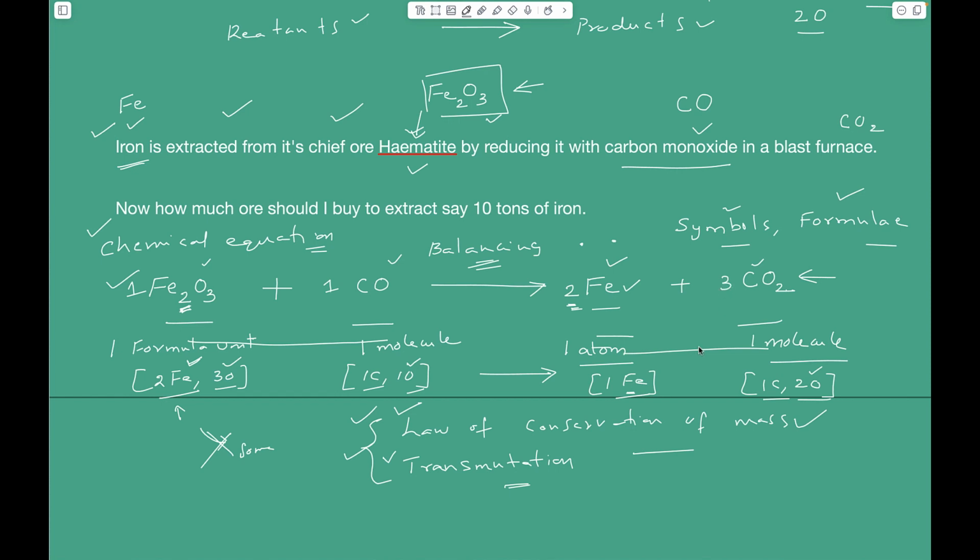So I have to pick some other number. Let me try 3 here. Then I have 3 carbon atoms here. So to equalize the number of carbon atoms, let me put a 3 here as well. Now I have the same number of carbon atoms on both sides. What about oxygen atoms? Here I have 3 times 2, 6 oxygen atoms. Here I have 3 oxygen atoms. Here 3 times 1, 3 plus 3, 6. So we are good. So now we have balanced atoms of all types: iron atoms, oxygen atoms, and carbon atoms.